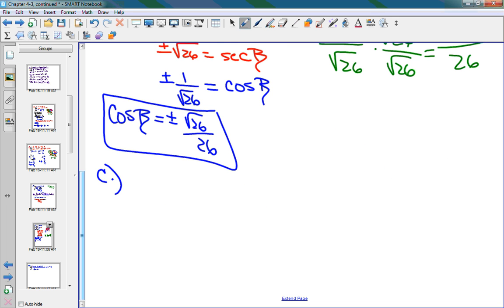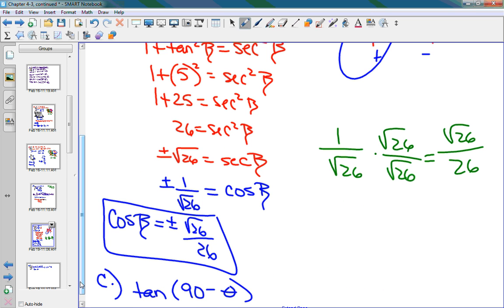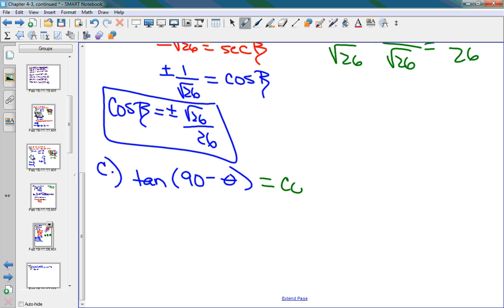Okay, letter C. Letter C says to do the tangent of 90 minus theta. Well, what does that look like out of your lovely little identities that I gave you? It's going to be a cofunction. Well, what is the tangent of 90 minus theta equal to? The cotangent. Did we already find the cotangent? Yes, we already did. Which means all I have to write down now is that this is equal to the cotangent of theta, or beta, which gives me 1/5. Can we see that? And the last one's going to be letter D.